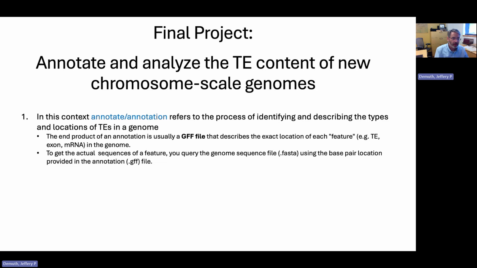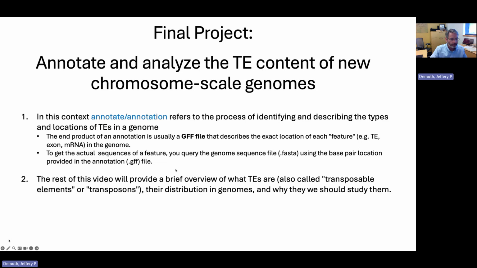To get the actual sequences for any given feature, you query the genome sequence file, which is the FASTA file containing the sequence, using the base pair locations from the annotation file, which is the GFF file. So ultimately, that's one of the objectives of our analysis, is to annotate the TEs in these genomes.